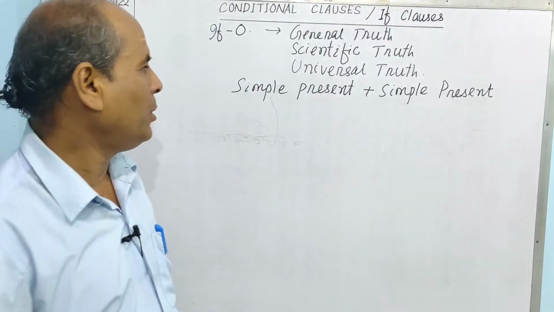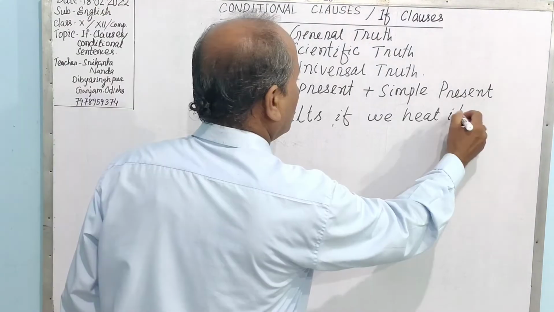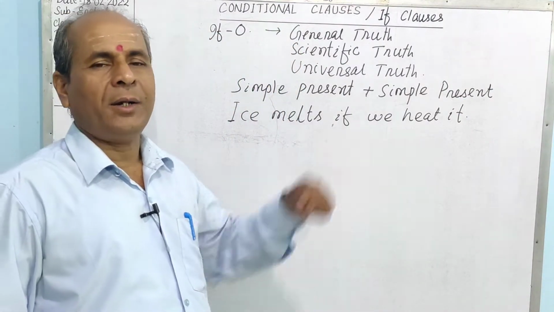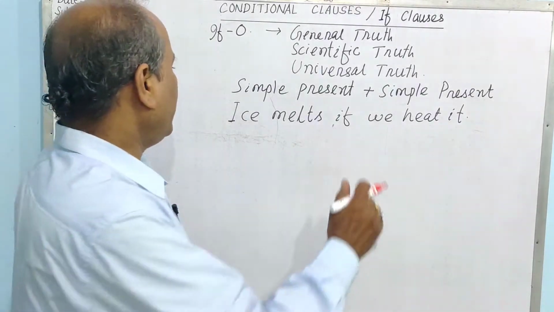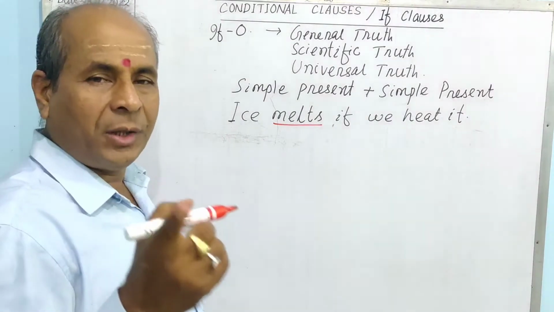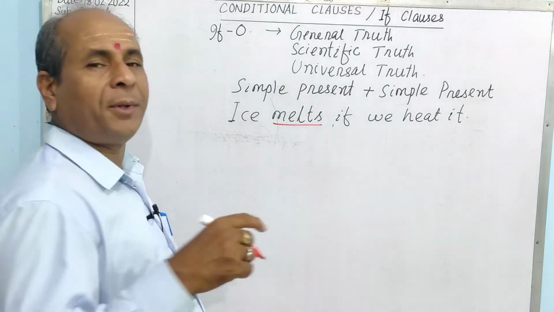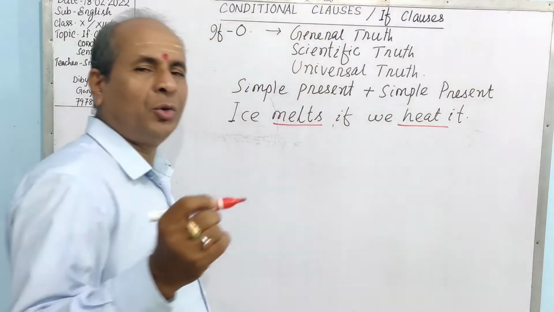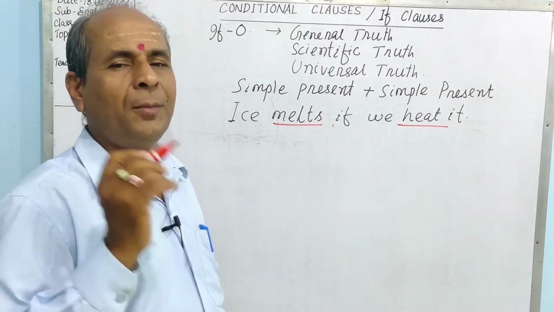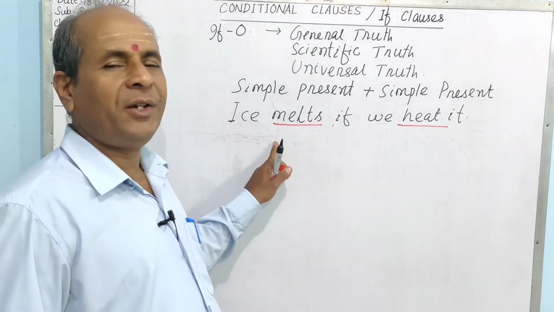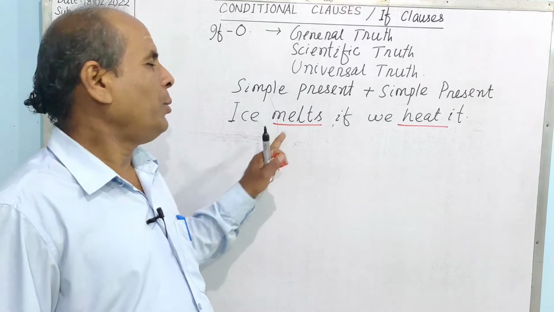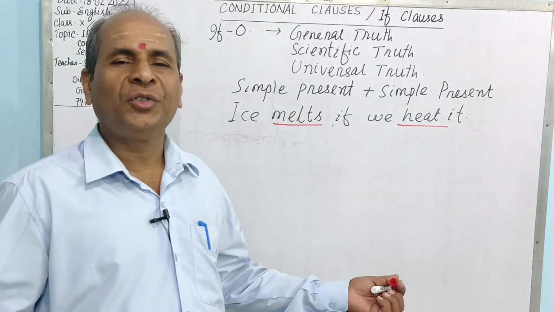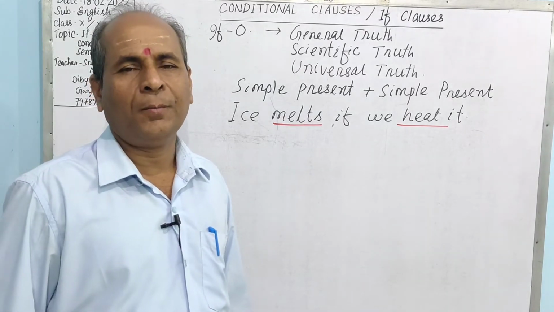You see some examples. Ice melts if we heat it. We can mark here, ice melts indicates simple present form. We heat it is also simple present form. Here it is a scientific truth. We can say, if you put oil on water, it floats. It is also a general truth.